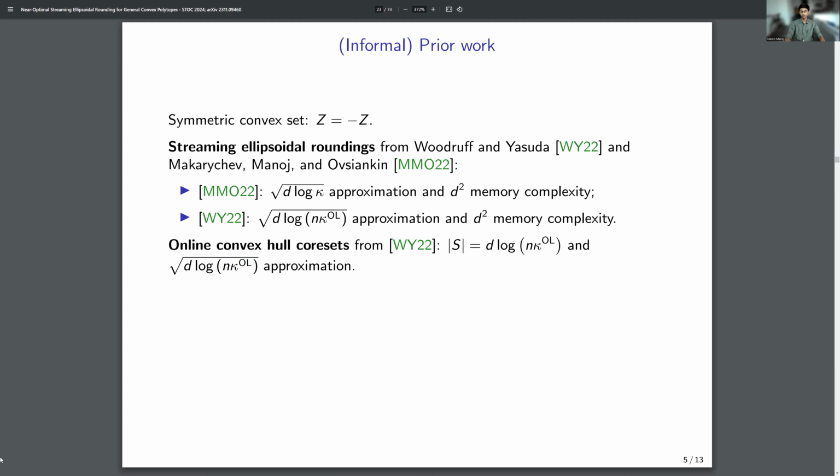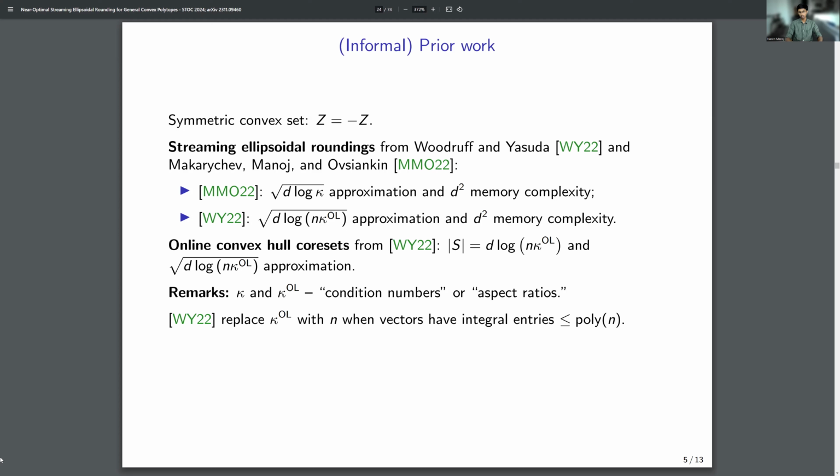And similarly, for the online convex hull core set problem, the same work due to Woodruff and Yasuda gives an algorithm that chooses a subset whose size is d log n times this online aspect ratio and gives the square root of that approximation factor.